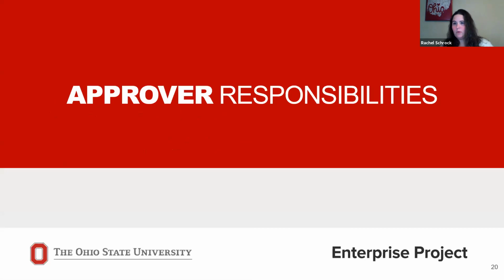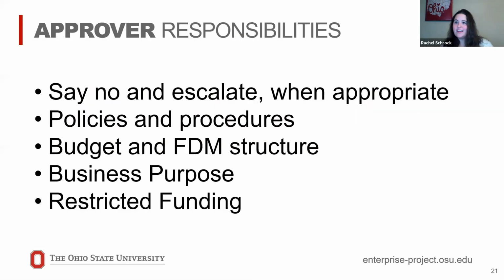Okay, so I think we've talked a little bit about this, but to recap what approver responsibility should be: they should have the ability to say no and escalate it if appropriate. They need to have knowledge of policies and procedures. They should understand their budget or their FDM structure. FDM is probably a new term for everyone. It stands for Foundation Data Model. We also sometimes say it stands for Financial Data Model when it comes to the finance side.